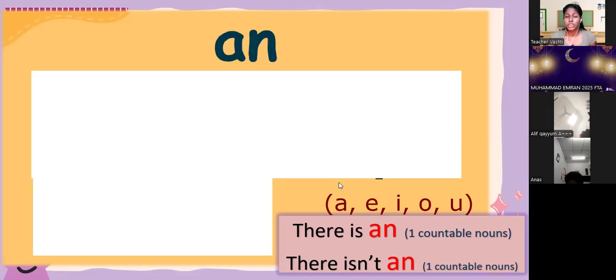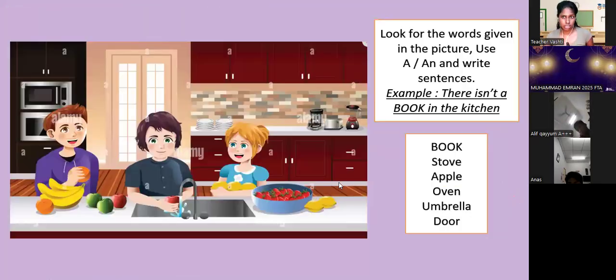Okay. Now I want you to write very, very simple sentences first. Look for the words given in the picture. Use a or an and write sentences. The words that I've given you is book, stove, apple, oven, umbrella, and door. Now you're going to write one very simple sentence in the chat box. For example, I've given you an example here. I've taken the word book.